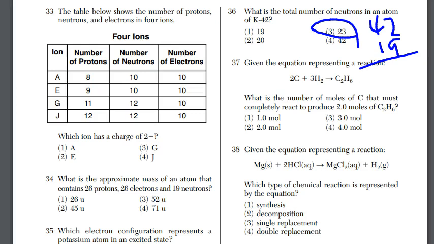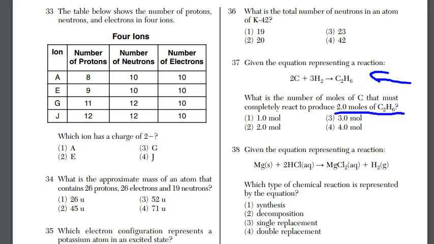Okay, for 37, we are given this reaction, and we're asked what is the number of moles of carbon that must completely react to produce 2 moles of C2H6. So I like to put the information above the equation. I'm looking for the moles of carbon, that's X, when I have 2 moles of C2H6. Now I'm going to make a ratio. I'm going to take the coefficient here of 2 for carbon, put that underneath the equation. The coefficient that's understood here is 1, and here I have my ratio.